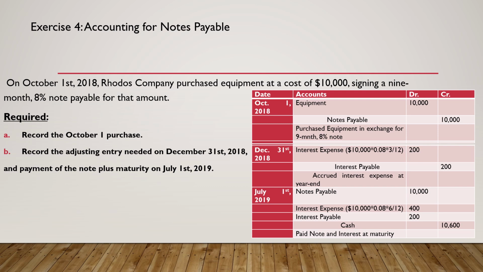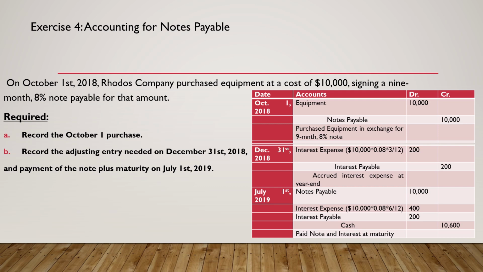So I'm going to debit interest expense with the 400 to record the interest expense for the 6 months of 2019. Then I want to eliminate my liability that I previously recorded on December 31st, 2018 regarding the interest. I was crediting interest payable with 200. Now I'm paying this interest payable, so I debit the interest payable with 200. And then credit cash since I'm paying the note along with the interest.